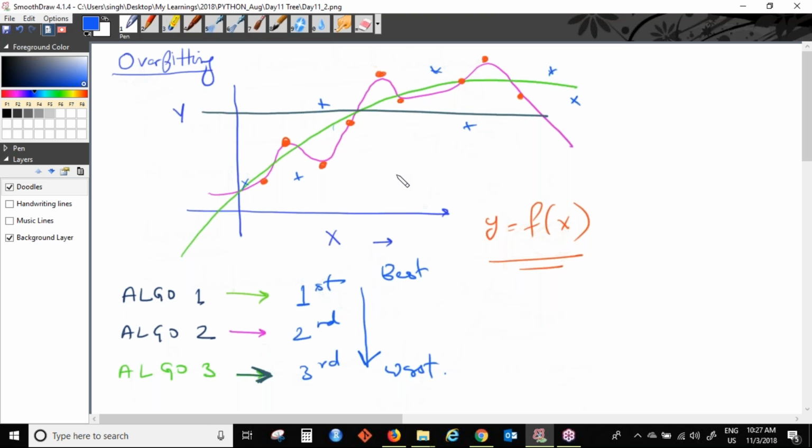No, nothing to do with normal distribution, Hima. This is not a normal distribution, this is just a curve I am drawing.